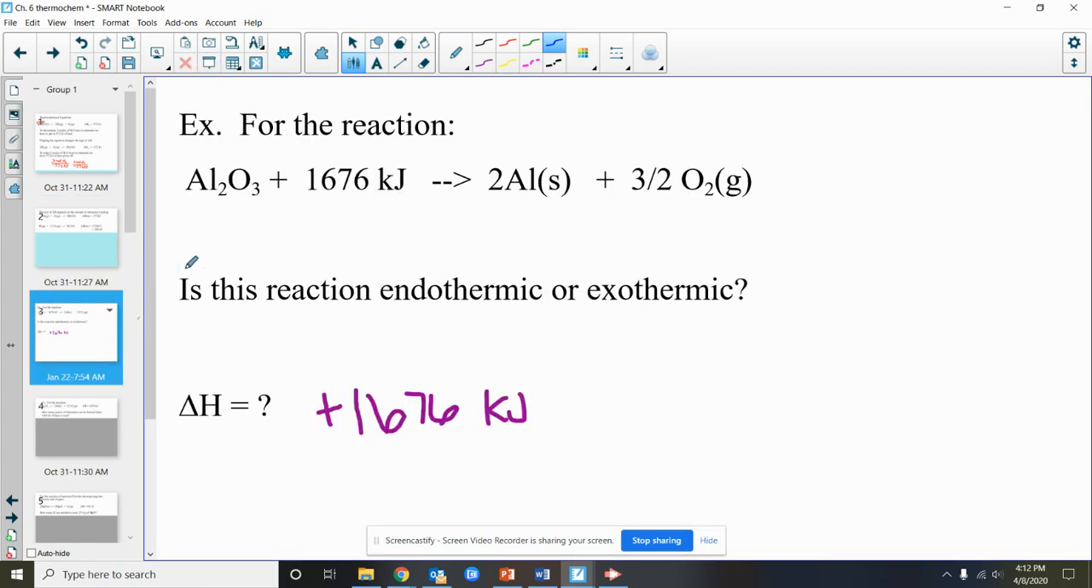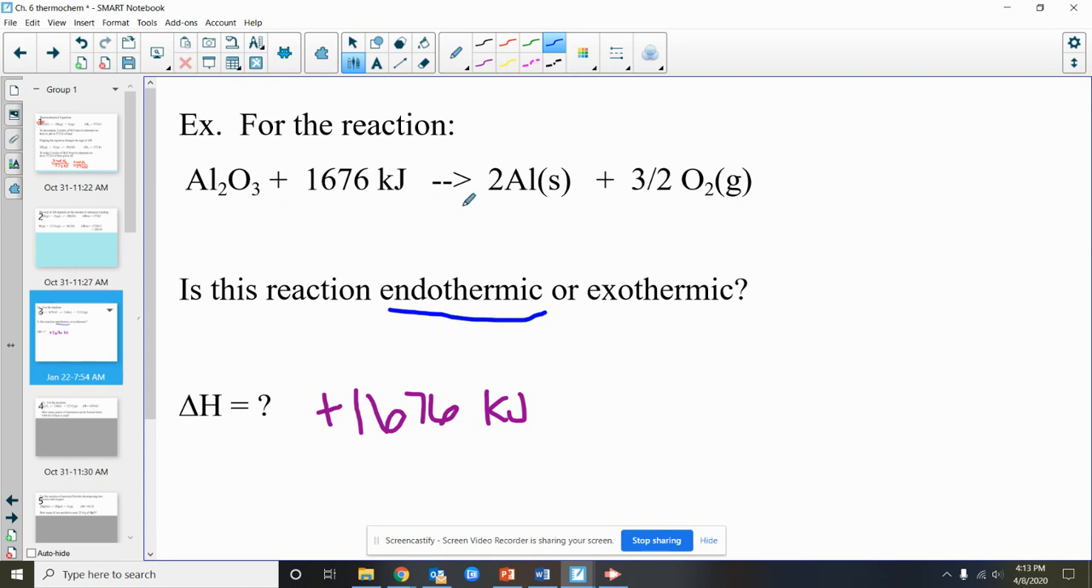So if you look in this reaction, I have Al2O3 plus 1,676 kilojoules, and that gives me 2 moles of aluminum and then 3/2 of a mole of oxygen. And again, sometimes you'll see these fractions here with thermochem. A lot of times it's just to simplify it, but when you're looking at the actual equation here, this number, because it is written on the reactant side, tells me that my equation is endothermic because my heat energy is on the reactant side. It's being put into the reaction.